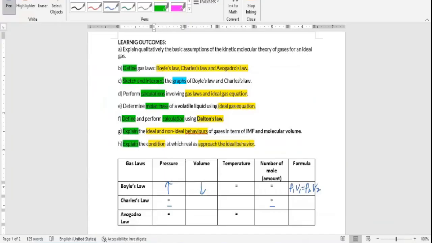Now try to fill in the blank. In this case, when volume increases, the temperature increases. So the volume of the gas is directly proportional to the absolute temperature, and you get the formula V1 over T1 equals V2 over T2.